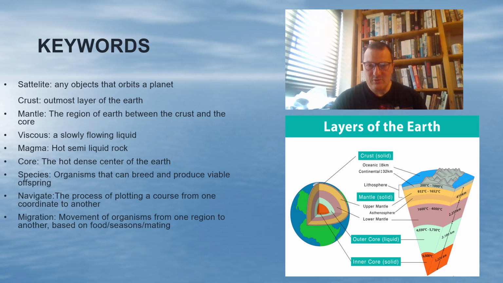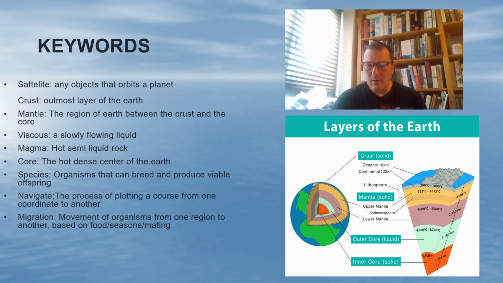And then we look at the structure of the Earth. And here again, look at the drawing. The ones we're supposed to know are the crust, which is the outermost layer, and the mantle, which is the region between the crust and the core, where we have the hot magma flowing. We talk about viscous, which is a slowly flowing liquid, which can be melted rock, and we talk about magma, which is the hot melted rock that we see, for example, leak out during volcanic eruptions. Then we have the core, and the core has 2 layers, the outer and the inner core. And this is the hot, dense center of the Earth.